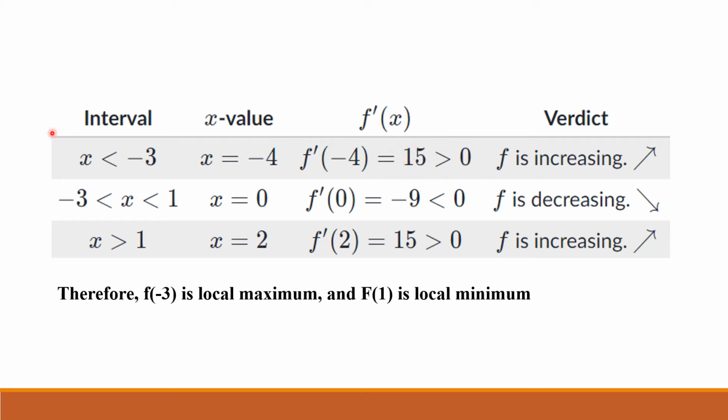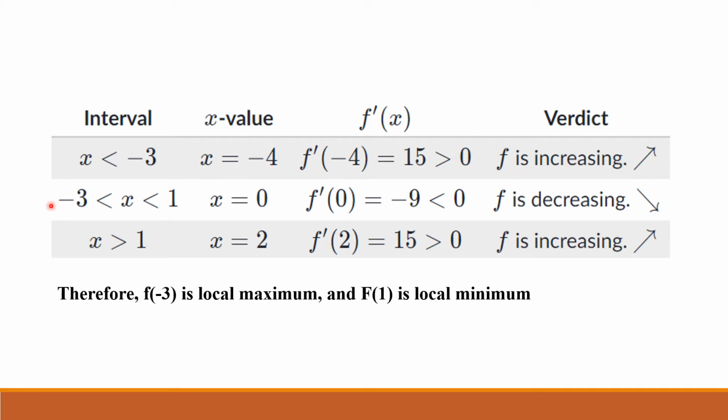So let's see the first row. The interval was x less than -3. I chose x equal -4. I substituted in the derivative function, in the f dash x function, f dash of -4. I found it 15, greater than 0, positive, so the function is increasing.